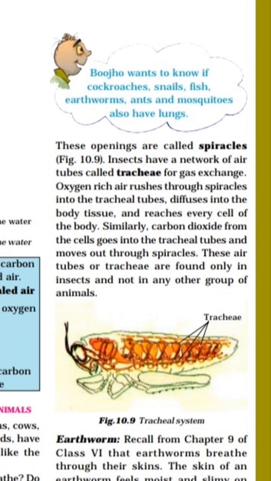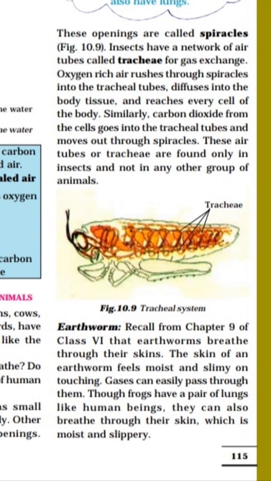See once again: oxygen-rich air passes through the spiracles to the tracheal tubes and is passed to the whole body tissue, and from there it reaches every cell of the body. Then the cells use oxygen and produce carbon dioxide, which passes from the cell to the tracheal tubes and moves out through the spiracles. These air tubes of trachea are found only in insects and not in any other group of animals. You can see the example diagram there.